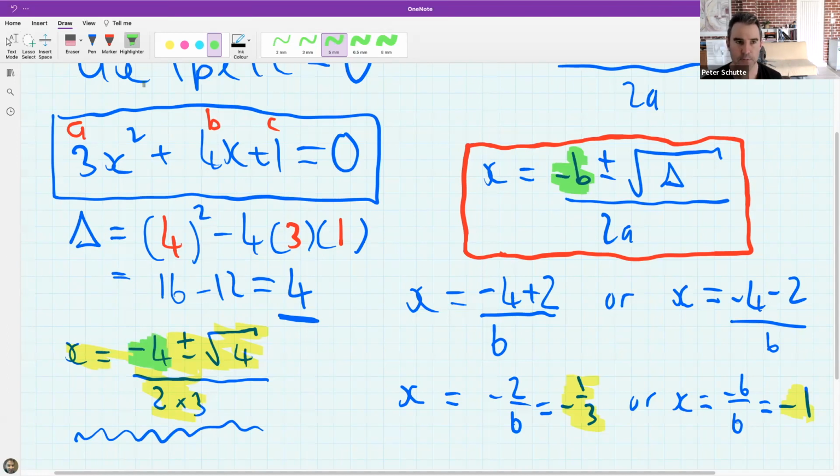The other thing that can catch people out is that when you square root 4, you get the +2 one over here, but you also get the -2.